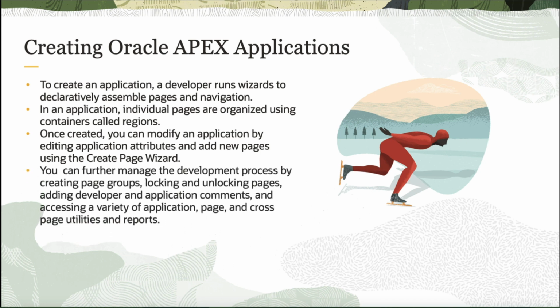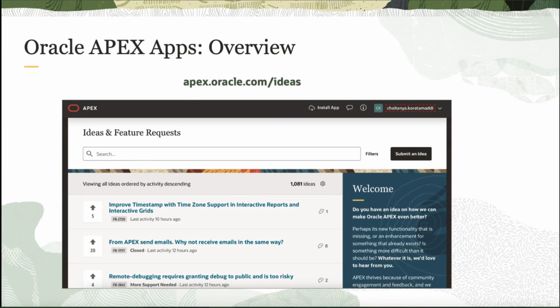You can further manage the development process by creating page groups, locking and unlocking pages, adding developer and application comments, and accessing a variety of application, page, and cross-page utilities and reports. The screen shows an example of a database web application that is built using Oracle Apex.